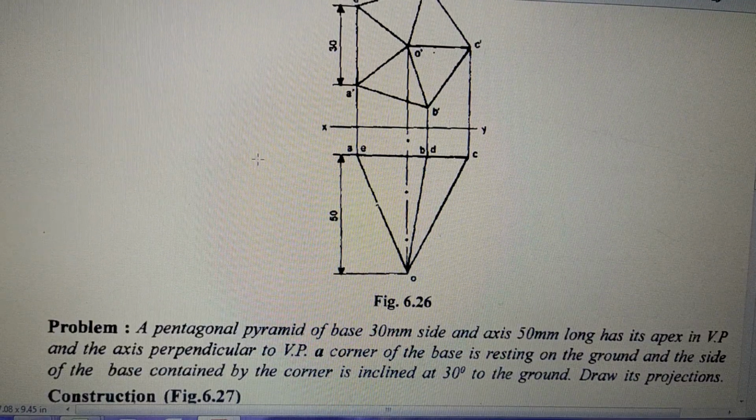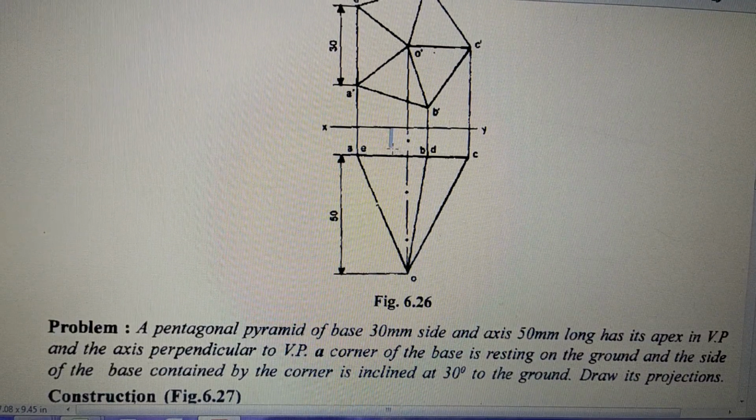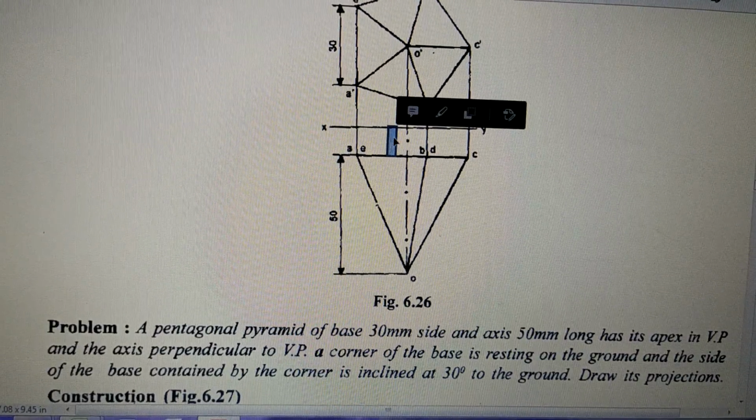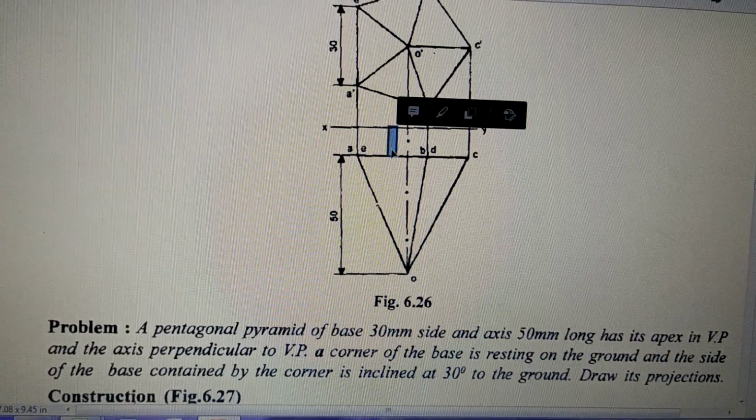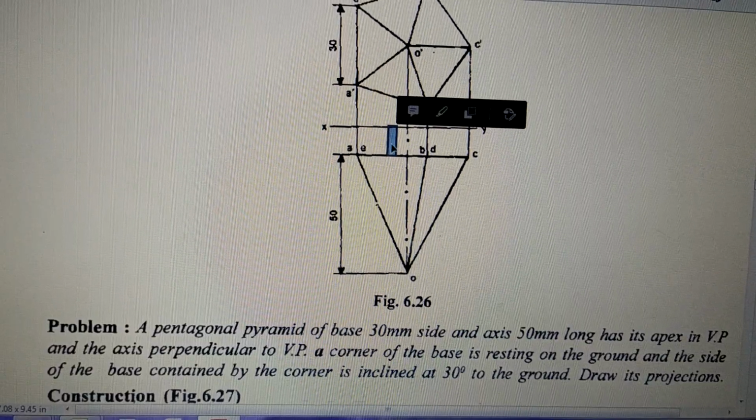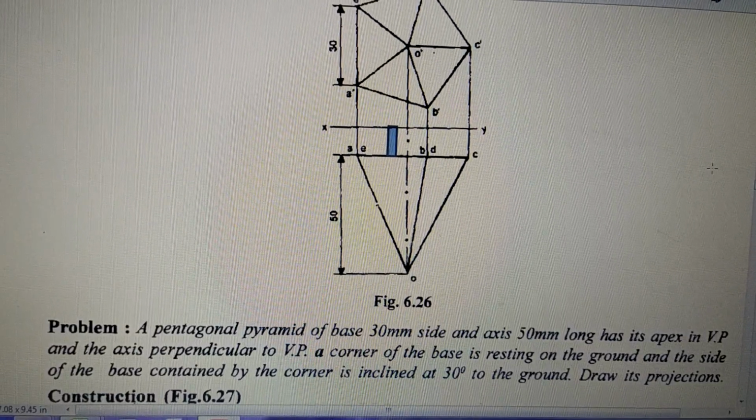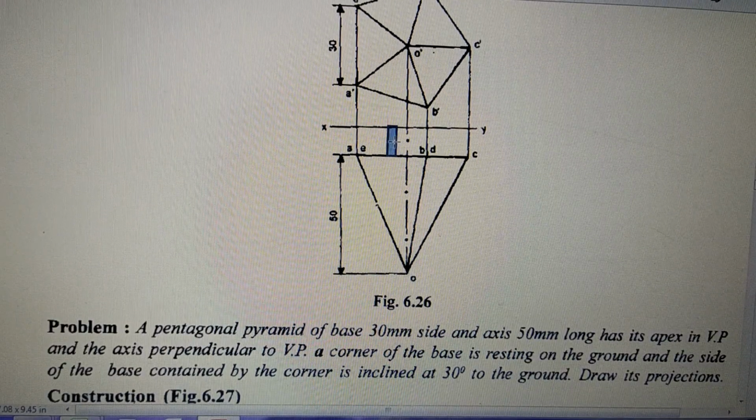Just because it is perpendicular to VP they are drawn here, the distance from here to here, that distance they are not given. Maybe they are taken as 10 mm. Suppose it says it is resting in VP, then this distance becomes 0 because it is touching this VP. So when you draw like this, keep this as 10 mm.